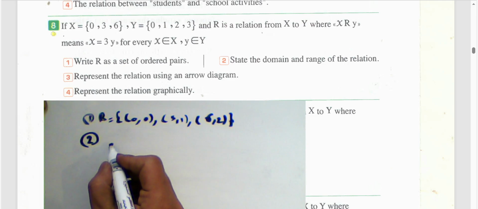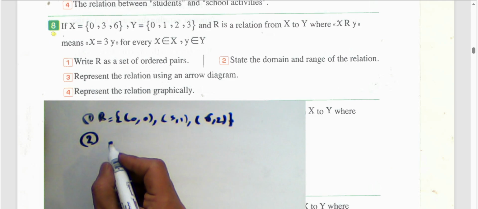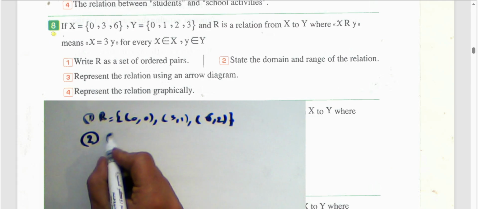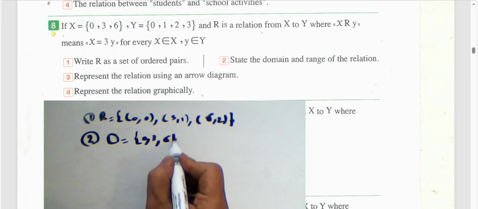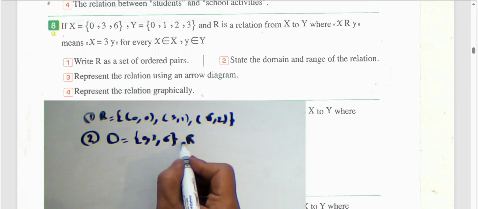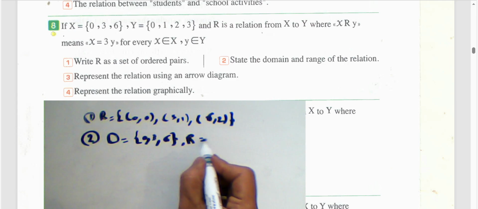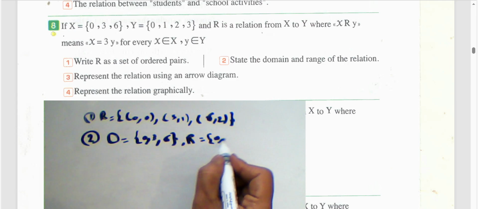Number 2, state the domain and the range of the relation. We can write the domain first: 0, 3 and 6, and the range: 0, 1 and 2.